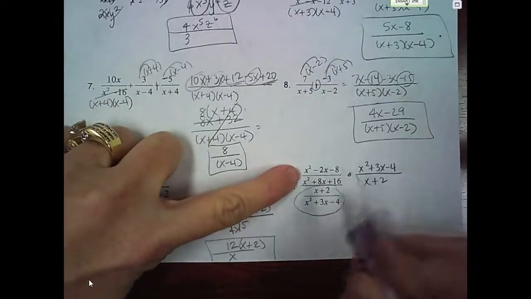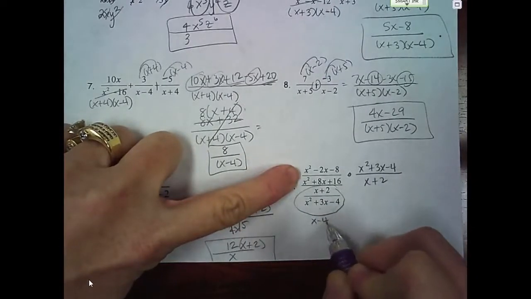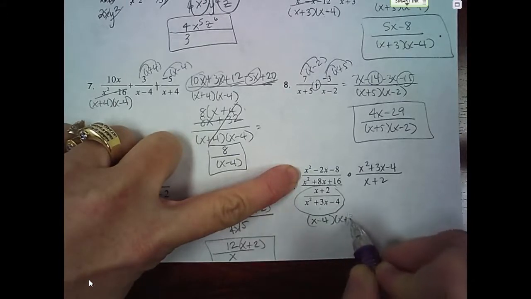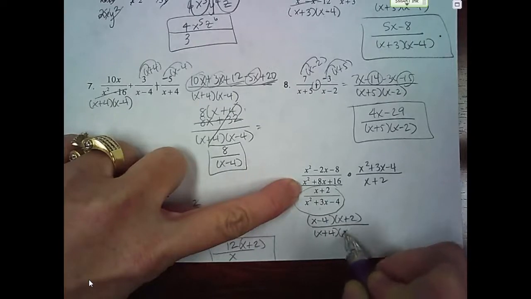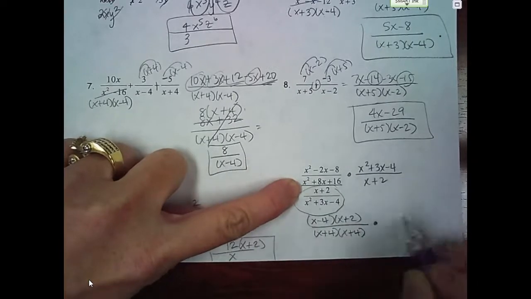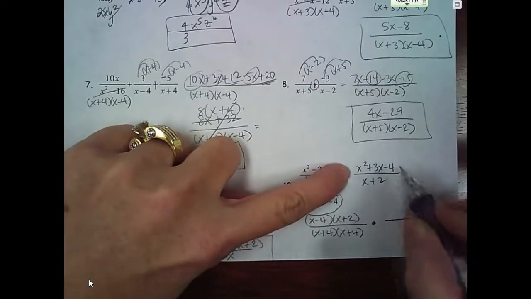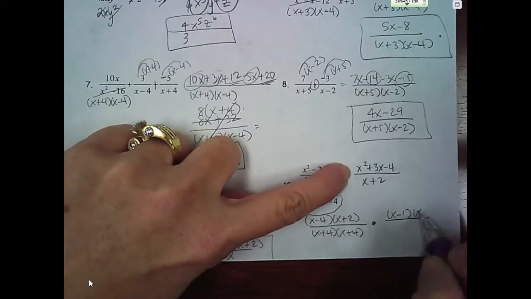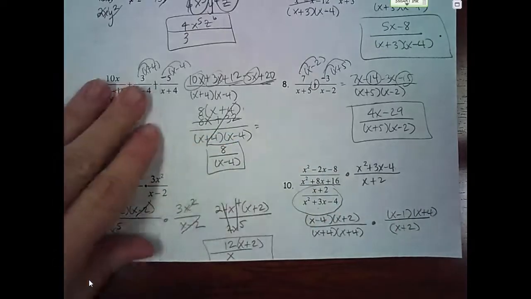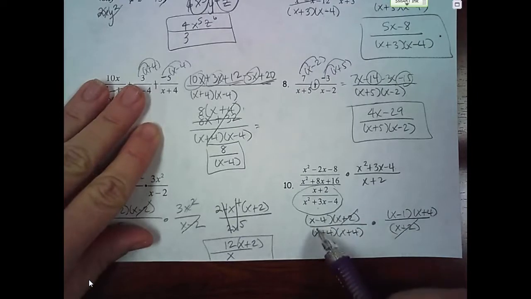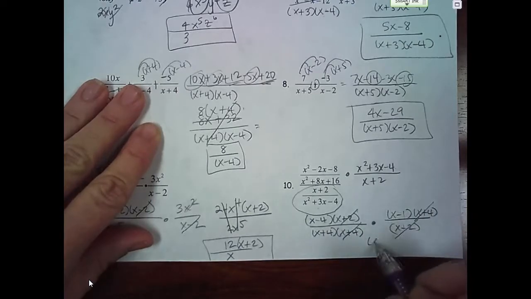So if we factor the top, we're going to get x minus 4 times x plus 2. Here is a perfect square trinomial, x plus 4 times x plus 4. The numerator gives me x minus 1 times x plus 4. And this was already factored. Just cancel what you can. I'm going to live with 2 in the top and 1 in the bottom.